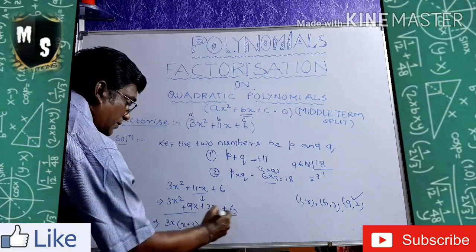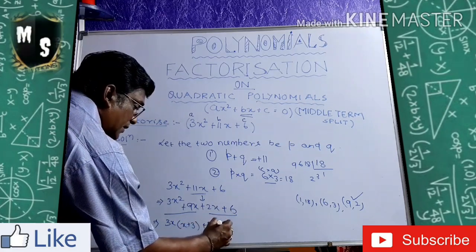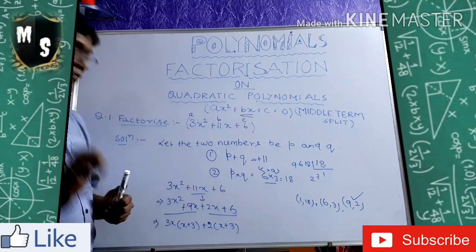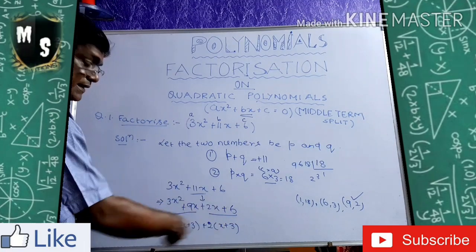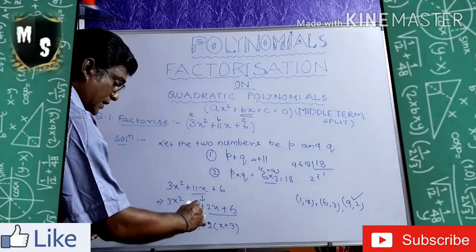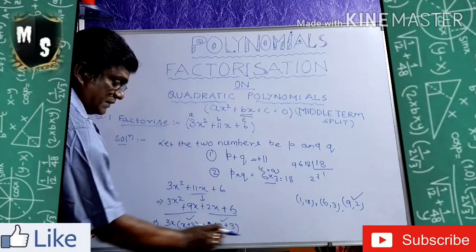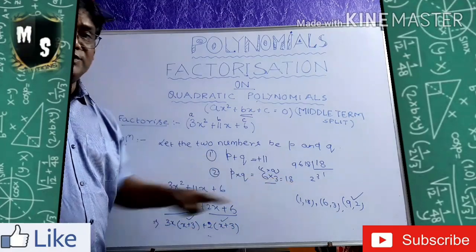Then what is common between these two? 2 is common. Then what is remaining? x plus 3. One thing you have to note here, a very important point. After taking common, in this step, what will come here? The same thing will come here. These two will be the same. Then your factor is right. Otherwise your factor is wrong.